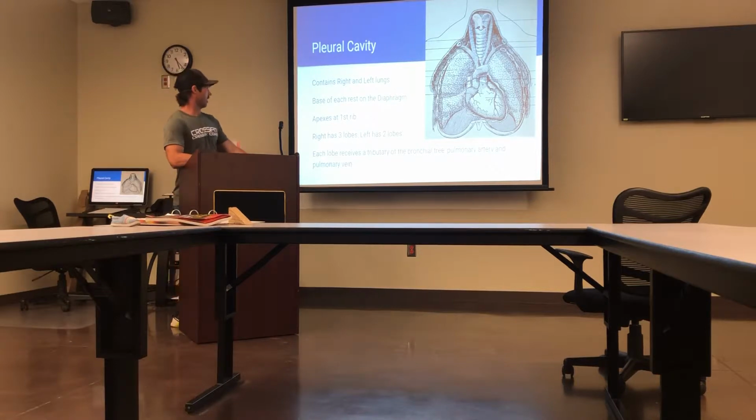The right lung has 3 lobes. The left lung has 2 lobes due to the heart. Each lobe receives a tributary of the bronchial tree, pulmonary artery, and pulmonary vein. So that's how the blood is coming and going to and from the heart.